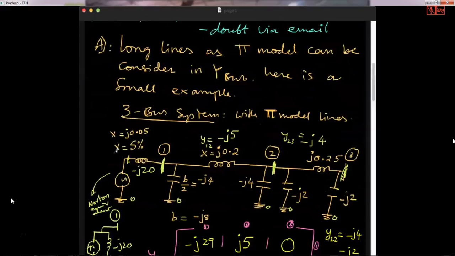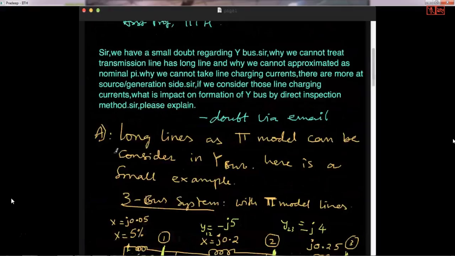So today what I want to do is, after clearing this doubt, I would like to give you a little more details about the Gauss-Seidel method of load flow. So what we'll look at is how to handle voltage controlled buses. So that is something new that we'll look at. But before that, let me do a quick review.